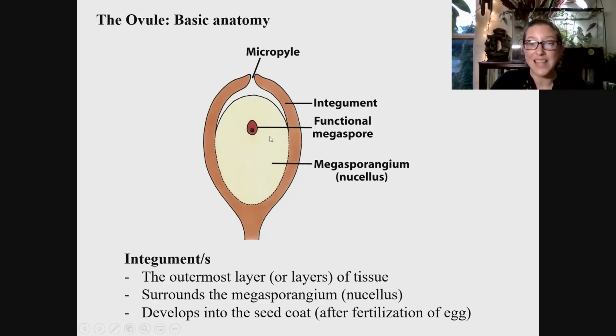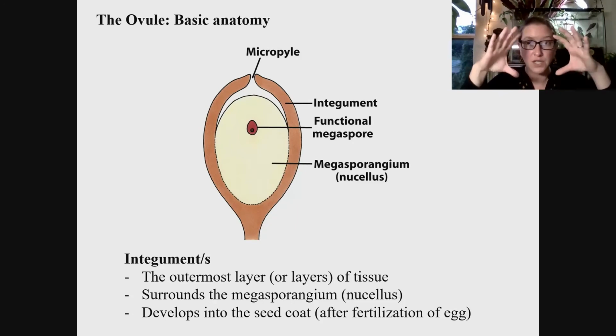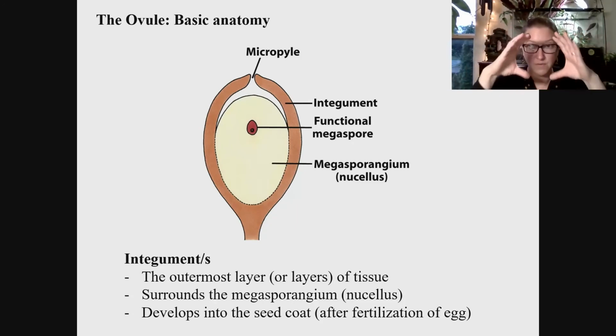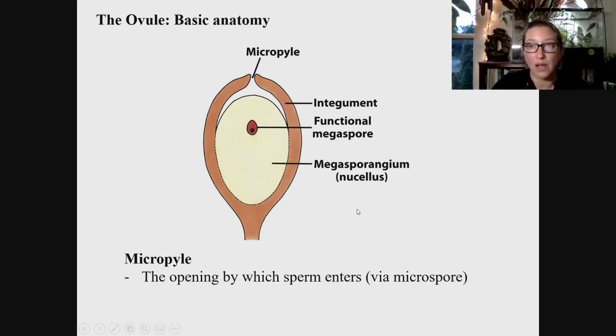Surrounding that are these layers of tissue. In some seed-bearing plants, they have one layer. In other seed-bearing plants, they have two layers of integument. That's how you say that, integument. And that's just a layer of tissue that surrounds the megasporangium and therefore the female gametophyte when she grows in there. And then after fertilization, the integument is what turns into the seed coat, which is a part of a seed.